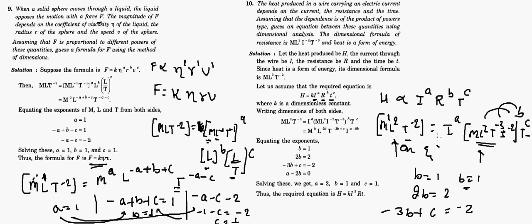Lastly we equate for I. For I we have I raised to power a and I raised to power -2b. So finally we get I raised to power a minus 2b, that is equal to 0, since we don't have a term on the left hand side. Just put the value of b, and we get the value of a. So we have a, b and c as well. Finally we put it here, so H is equal to I squared R t.